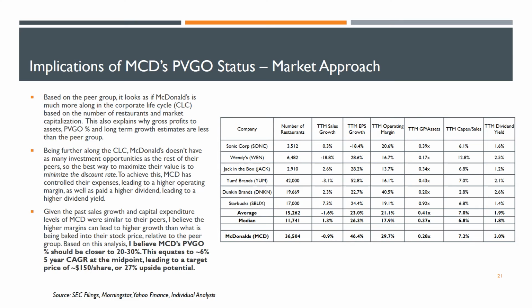Based on that analysis, I believe McDonald's PVGO percentage should be closer to 20 to 30%. This equates to approximately 6% 5-year estimated long-term growth rate at the midpoint, leading to a target price of about $150 per share or 27% upside potential. It's another way you can use this process.